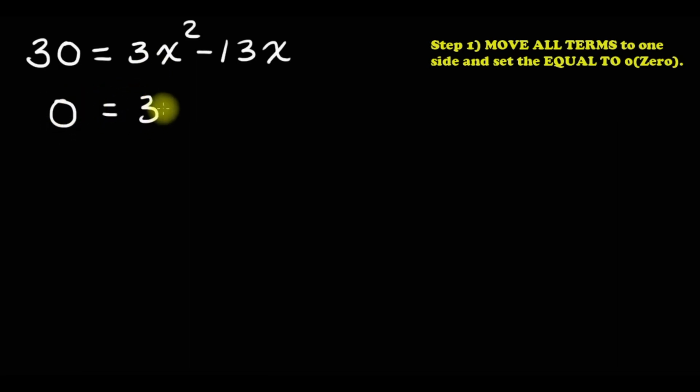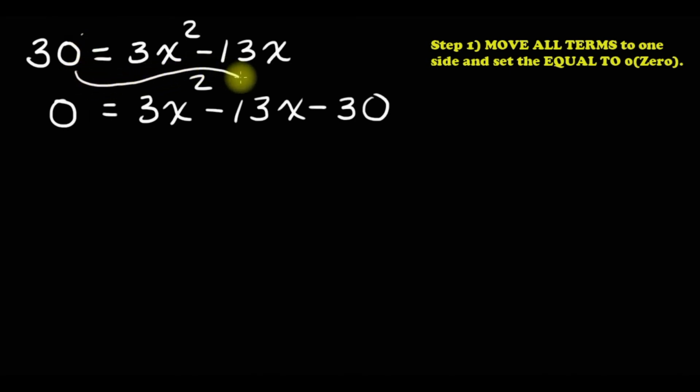And then here we have 3x squared, take away 13x, and then minus 30. Now we get this negative 30 by minusing 30 on this side. So basically what we did is we moved the 30 from the left and put it on the right side. So that's step number 1.